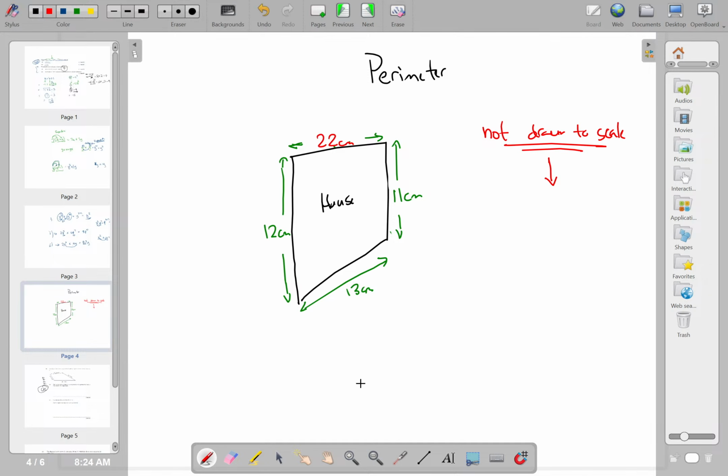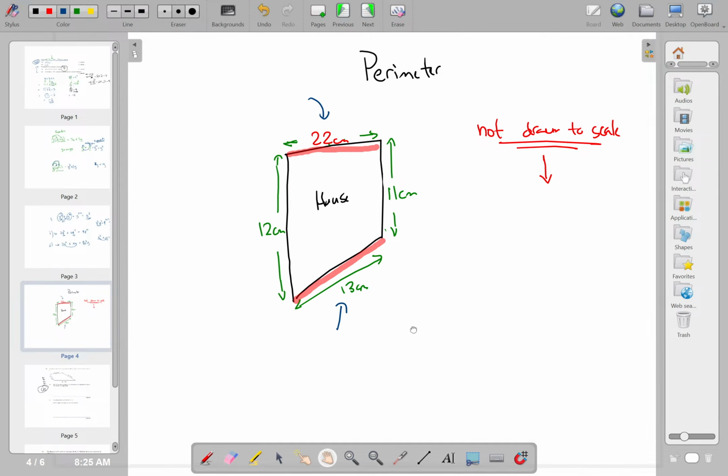Now, if you trust your eyes, you'd be saying, well, sir, this side is 22, but over here, from here to here, it's 13. That doesn't look right, sir, because it doesn't look like that. This side doesn't look longer than this side, right? And that's what not drawn to scale means. It means that I'm not drawing the diagram accurately for what the measurements are. So hence, don't trust your eyes.